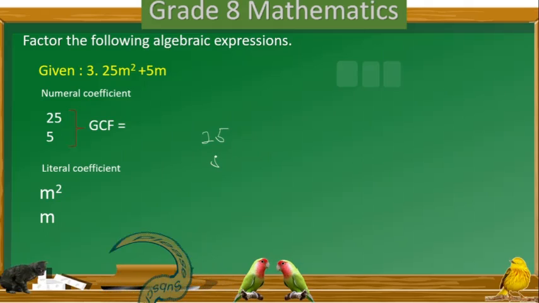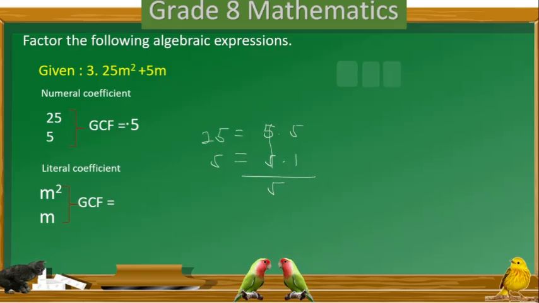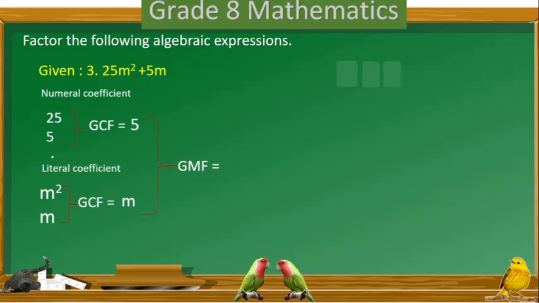25 and 5. So 25, that is 5 times 5. For 5, that is 5 times 1. So this is the one we are looking for, 5. For the literal coefficient, we have the smallest one, this one, m. So now our GCF is 5m. So we use that one as our common divisor of the given expression.